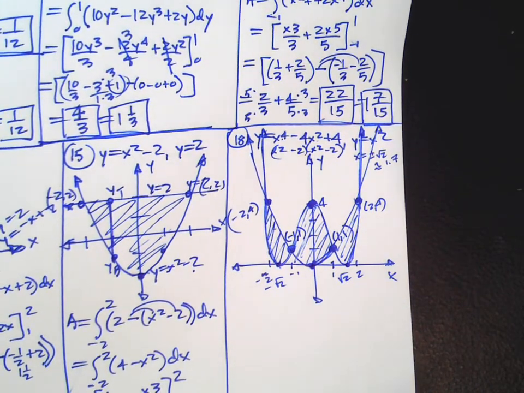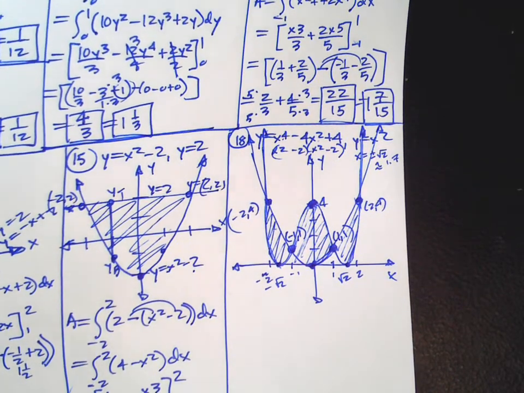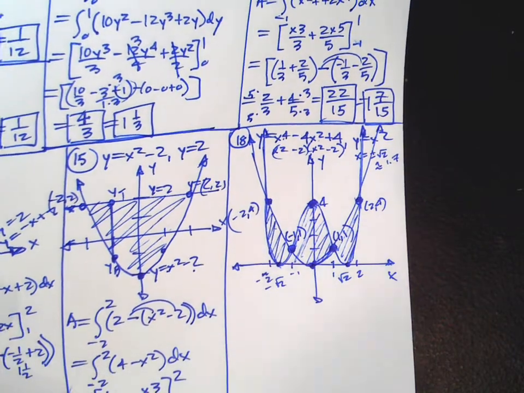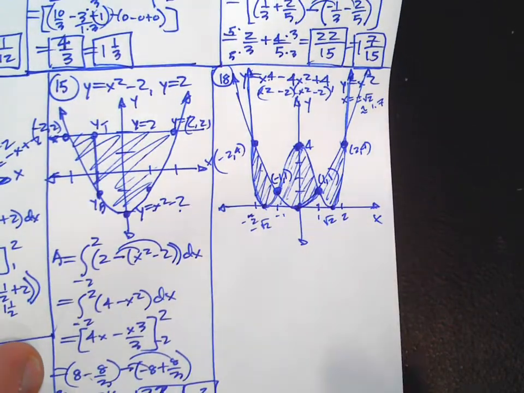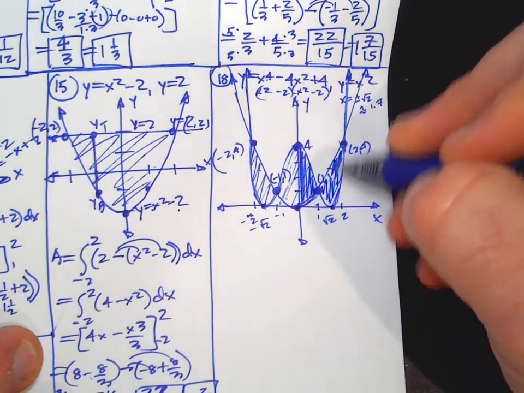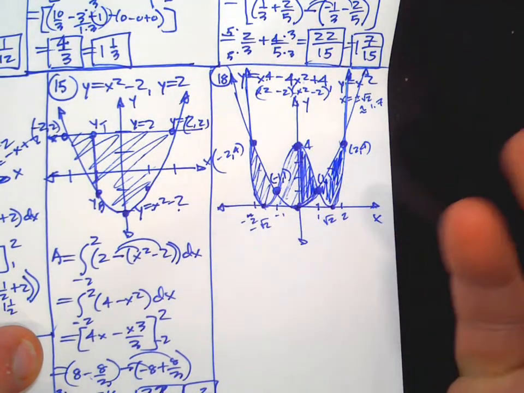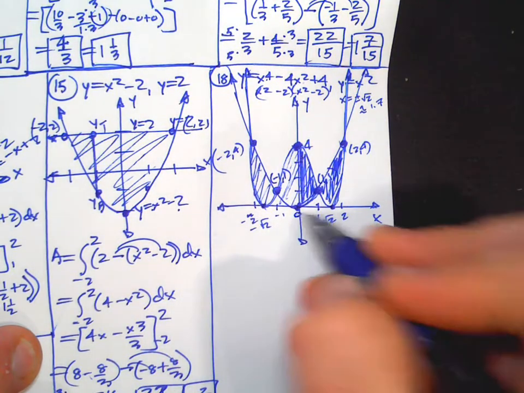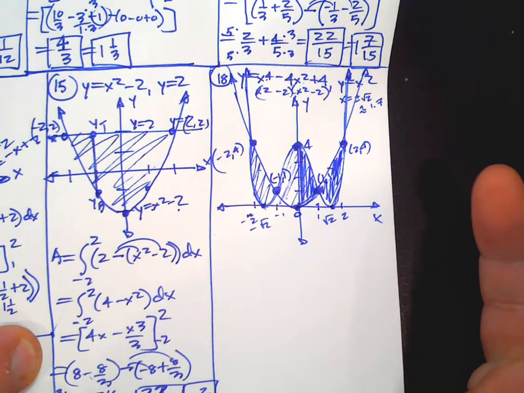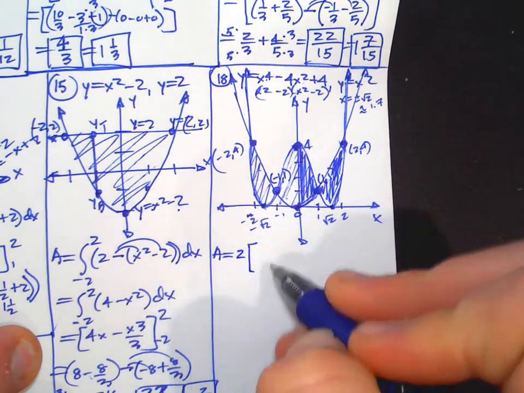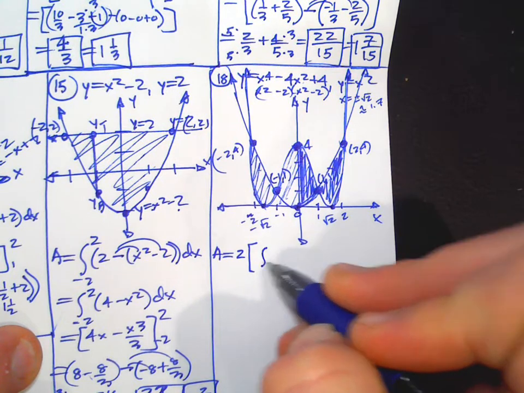Let's see. It says region enclosed by the curves. So yeah, I think we're going to need to break this up. We could use symmetry, and just do half of it and then double it. The work's going to be very similar, but it might be nicer plugging 0 in for one of the calculations. So the area is going to be double the integral from 0 to 1.